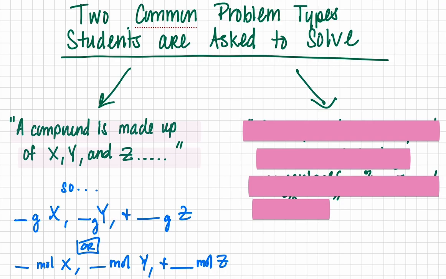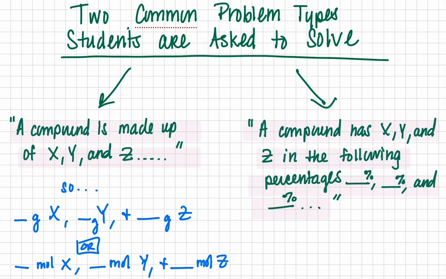Okay? And then the second type that you're going to deal with in a problem is that a compound has X, Y, and Z and the following percentages. And it'll list out the percentages. If those percentages add up to 100%, two things. You are sure that the only things involved are elements X, Y, and Z, and there are no other surprise elements that you have to look for.